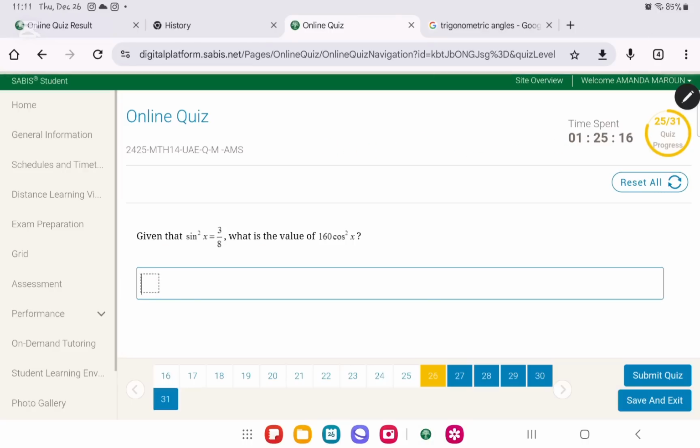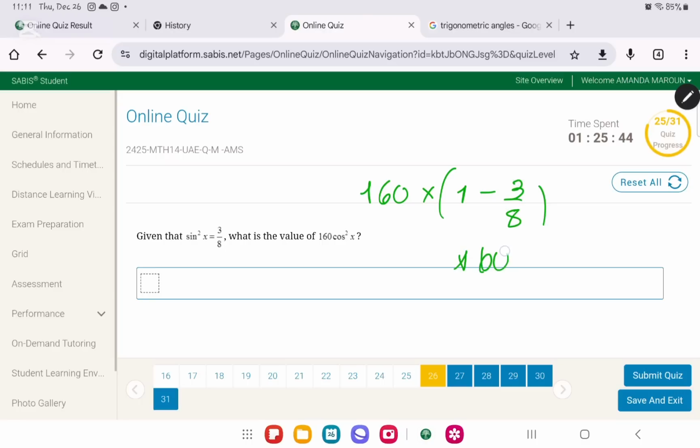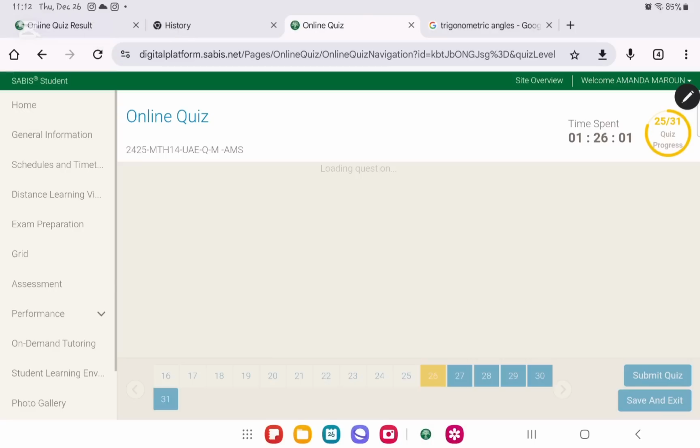Okay, moving on to question number 26. We are given sine squared x. What is the value of 160 cosine squared x? That means, very simply, it is 160 multiplied by 1 minus sine squared x, which is already given, 3 over 8. So 160 times 5 divided by 8, which is 20 times 5, which is then 100. So 160 cosine squared x is equal to 100.